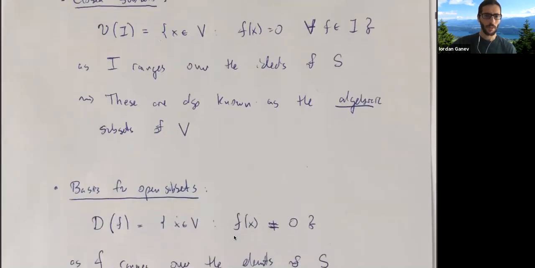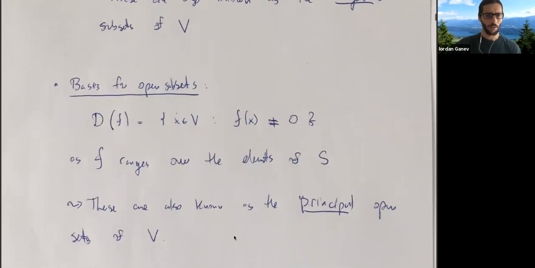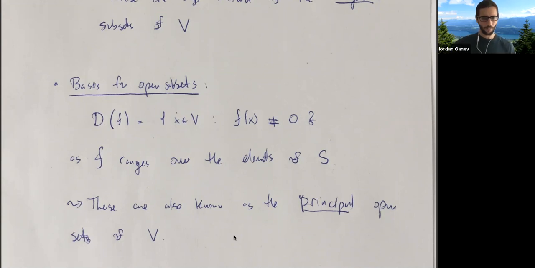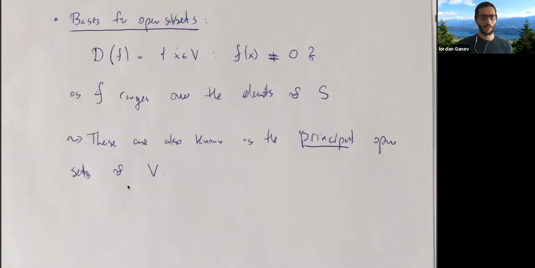And the open sets are defined as the complement of the closed sets, and you can verify that these give a basis for the topology. I won't go into that here, but it's important to know what a basis for the open sets is. These come about if you take any element in S, any polynomial, and you look at all the points in the vector space that evaluate to a non-zero number under that polynomial. This is the complement of the vanishing set of the ideal generated by f. And these are known as the principal open sets of V. Oh yeah, my handwriting is pretty horrible, sorry about that. So anytime we have a polynomial, we have this principal open set, its non-vanishing locus. Okay, and this gives us the Zariski topology.